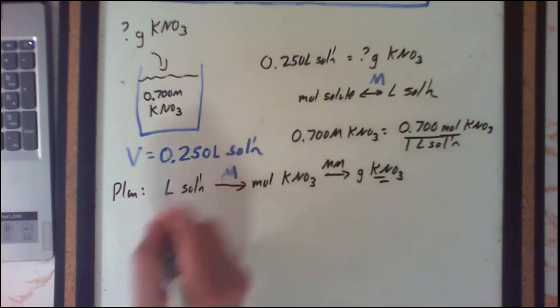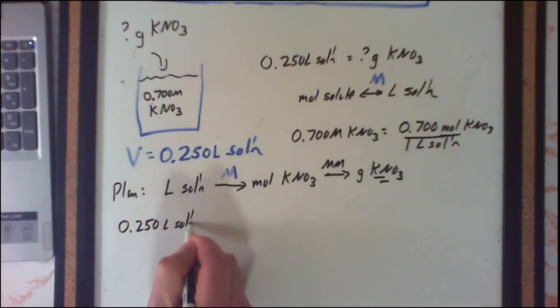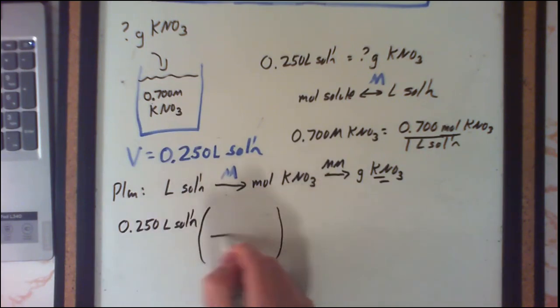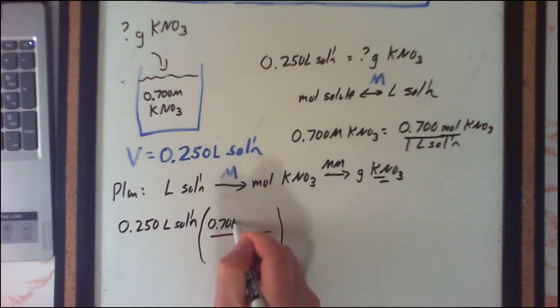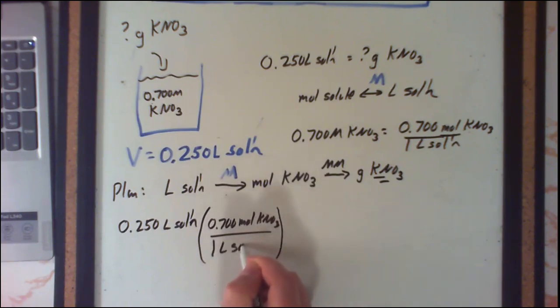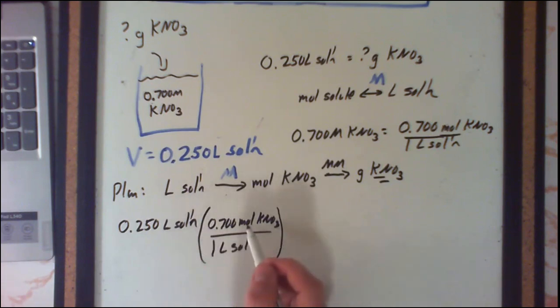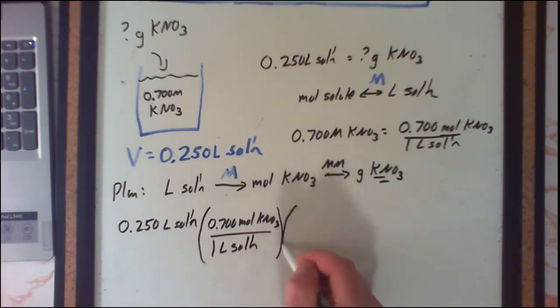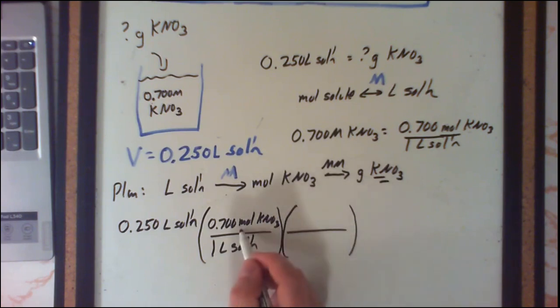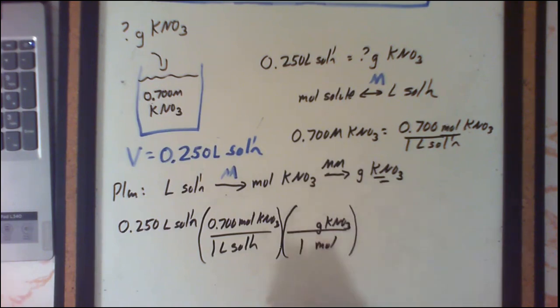So we have 0.250 liters of solution, times 0.7 moles potassium nitrate over 1 liter of solution. Notice to convert from liters of solution to moles of solute, we multiply the volume in liters by the molarity. And then to convert from moles to grams, we'll need the molar mass.